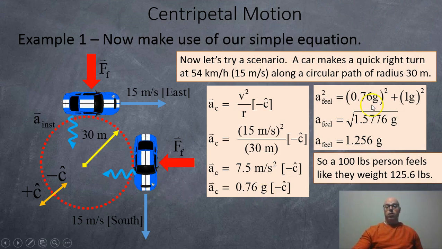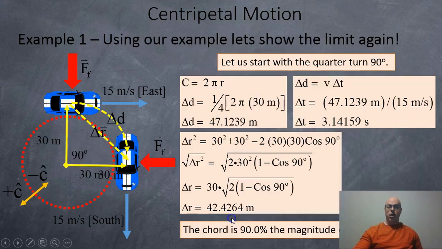Now, of course, the turn is giving 0.76 g's, but you already feel 1 g from gravity pulling you down. So if we do the Pythagorean theorem, the person will actually feel a total acceleration of 1.256 g's. That means a 100-pound person will feel like they weigh 125.6 pounds. A 200-pound person would feel like they weigh 251.2 pounds, and so on and so on.